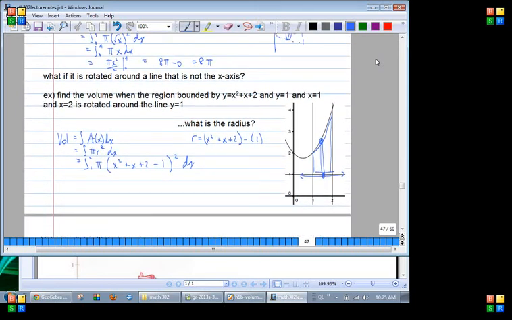Now there was a variation of this that we saw, which is what if you're revolving not around the x-axis, but somewhere else? So for example, in this problem, once again you need to figure out what is my radius. It's a circle, so it's going to be pi r squared. What's r? In this case, your function is y equals x squared plus x plus 2, but you're revolving around the line y equals 1. So your radius isn't just the function, it's the distance between those two spots, which is the function minus 1. And the graph helps you confirm that.